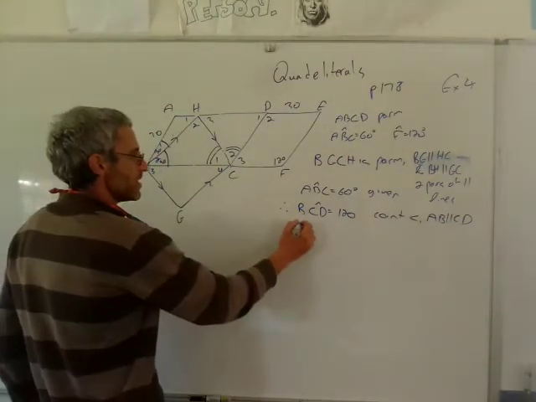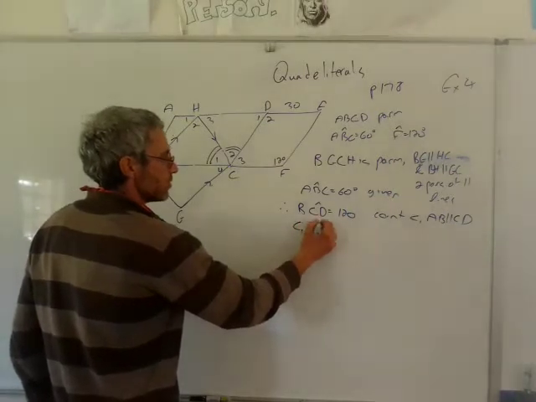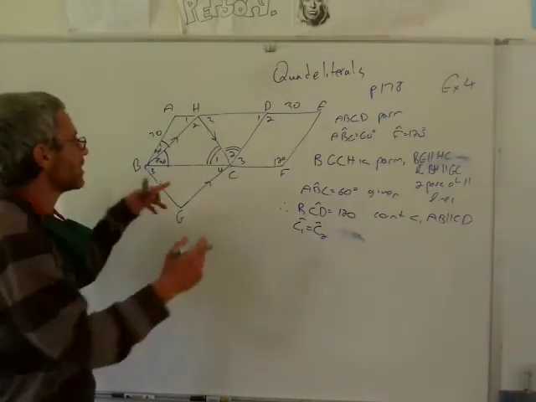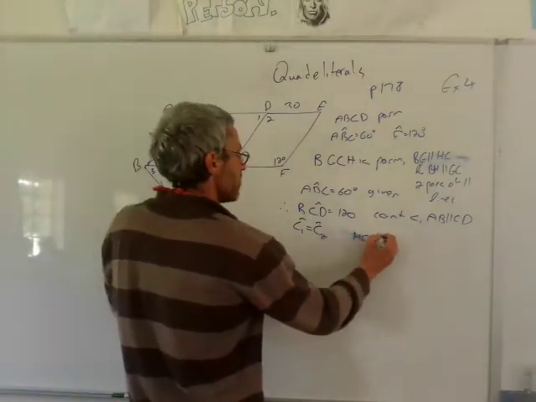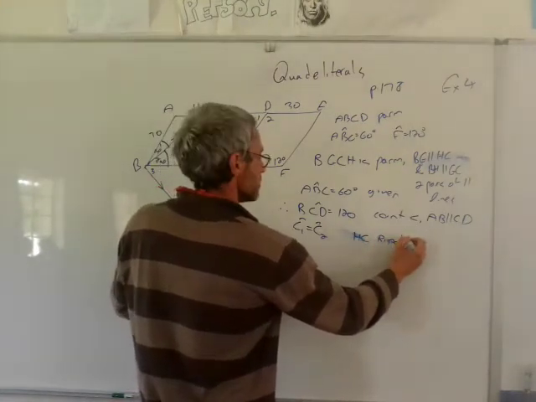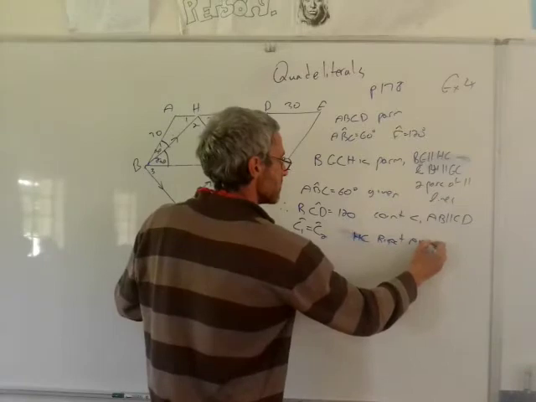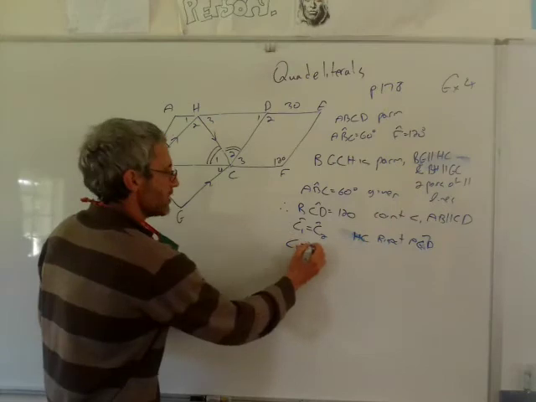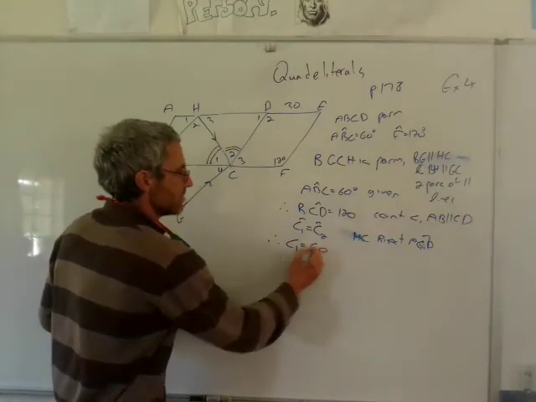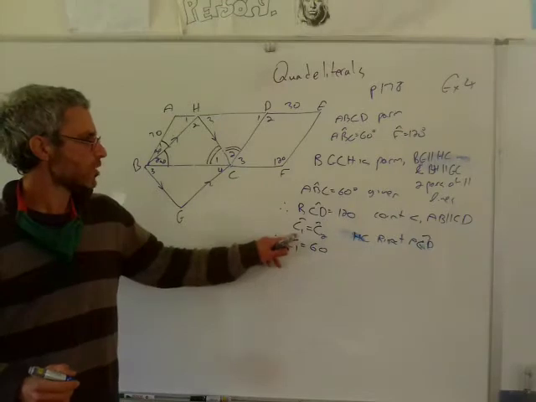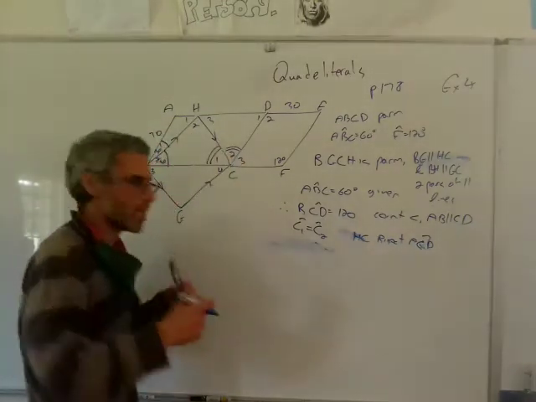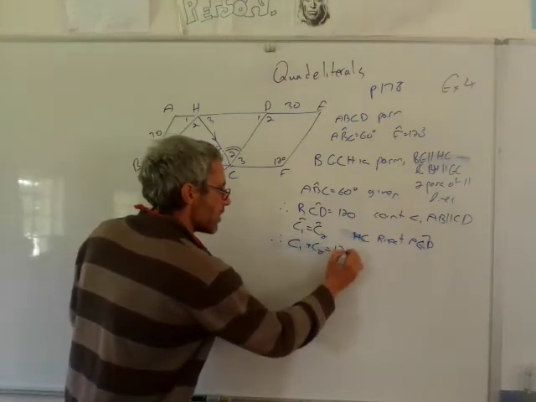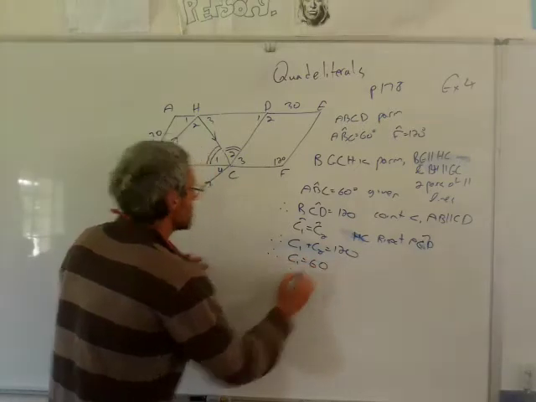Next thing I know that C1 is equal to C2. That was given. Because what? You can either write given, but it's probably going to be better to say HC bisects BCD. If they're both equal to each other, to make it a little bit more structured, we're going to say that therefore C1 plus C2 is equal to 120, therefore C1 is equal to 60.